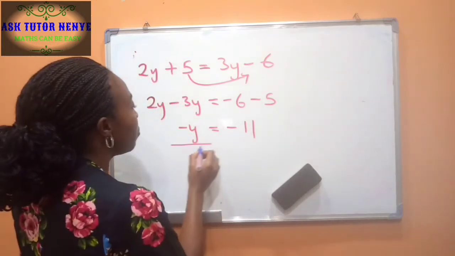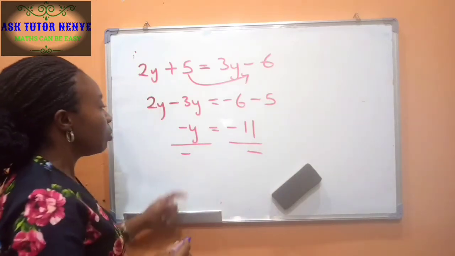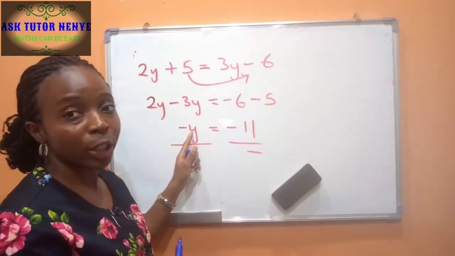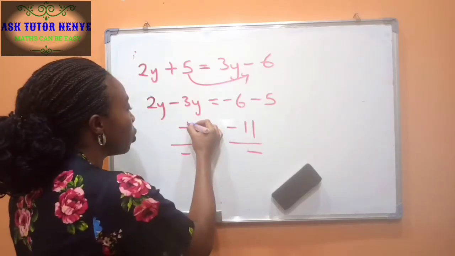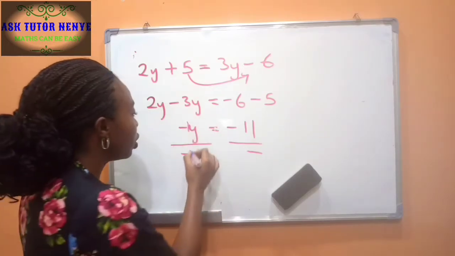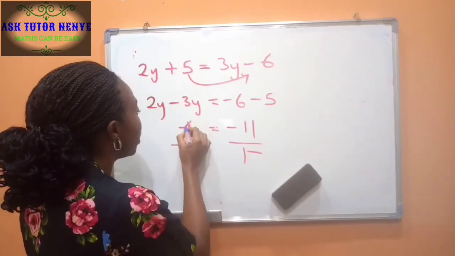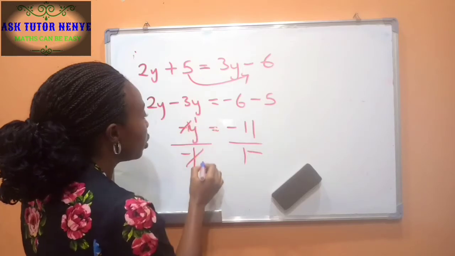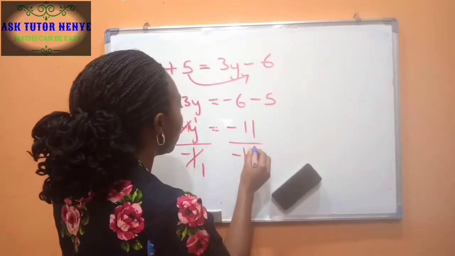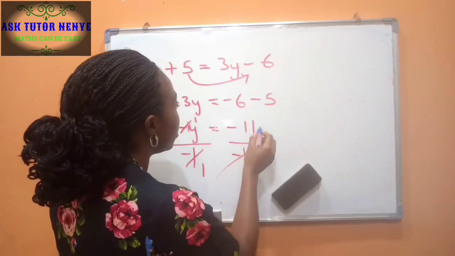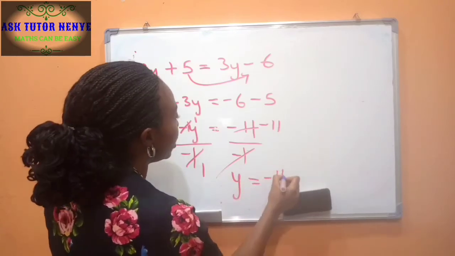Okay, so we divide both sides by what? Minus. Divide both sides by minus. Because actually when you see something like minus y, it's actually minus 1y. There's an invisible 1 we do not necessarily write. So you can still write it and we divide through. So minus 1 goes here 1, minus 1 goes here 1, minus 1 goes here 1, and goes here what? 11. So we have y is equals to 11.